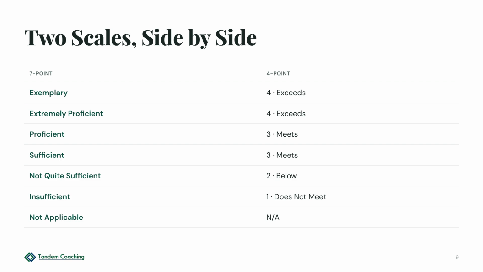The 4-point scale is what the scoring algorithm actually uses. 4 exceeds the standard, 3 meets the standard, 2 below the standard, 1 does not meet the standard, plus not applicable. Proficient on the 7-point corresponds roughly to meets the standard on the 4-point. Both describe the same spectrum. For your work as a mentor coach, the 4-point scale is the one you'll use most.